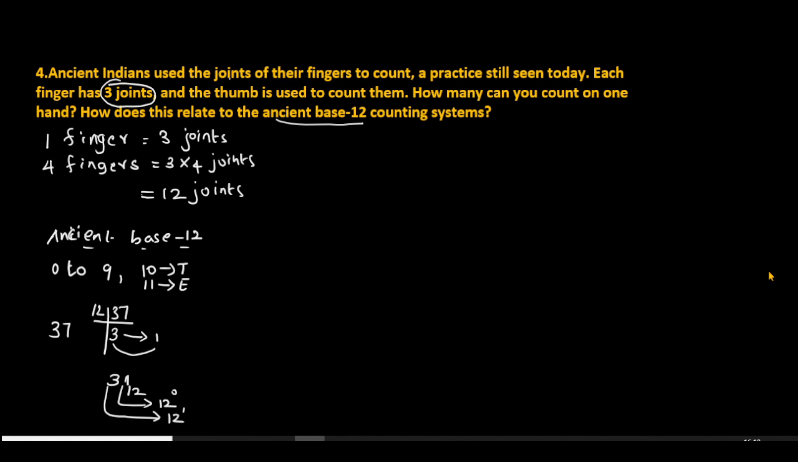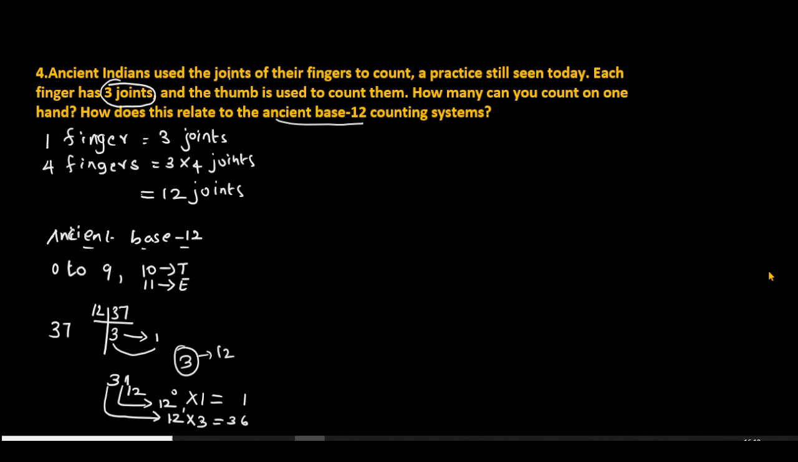Then that should be multiplied with the given number. This is 1 and this is 3. So anything to the power 0 is 1, times 1 is 1. Then 12 times 3 is 36. When we are adding, we get 37. So how many 12s are there? Look here, 3 12s are there in 37.